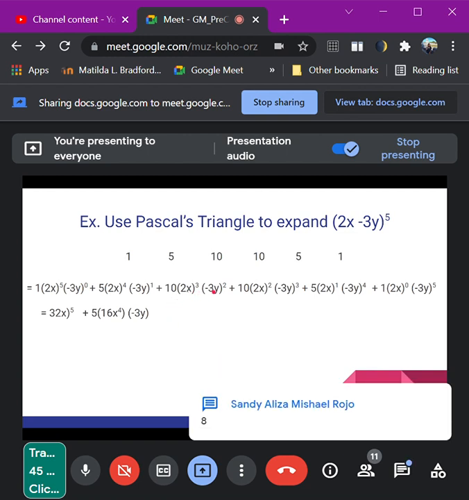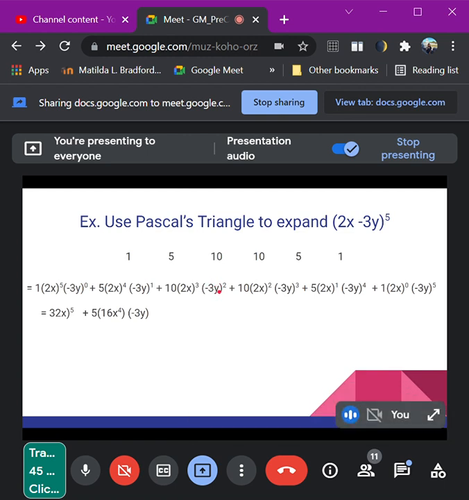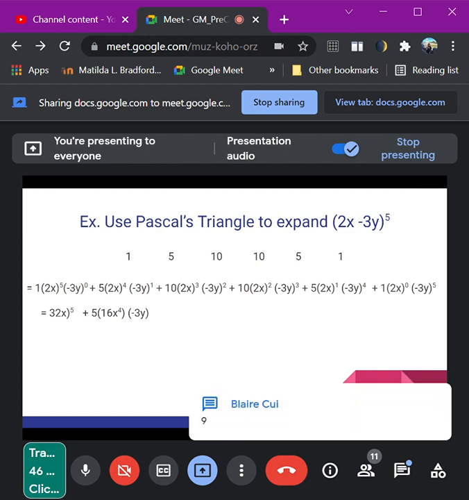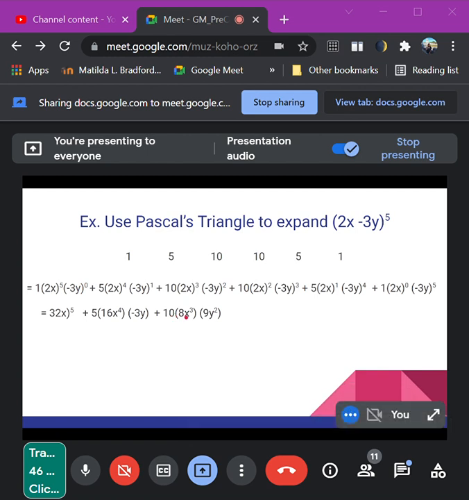Now, ari na punta sa next nga parenthesis, we have there negative 3y squared. So, negative 3 squared, class, pila? Negative 3 times negative 3. That is 9. So, we have the quantity 10 times 8x raised to the power of 3. And then we have there 9y raised to the power of 2.